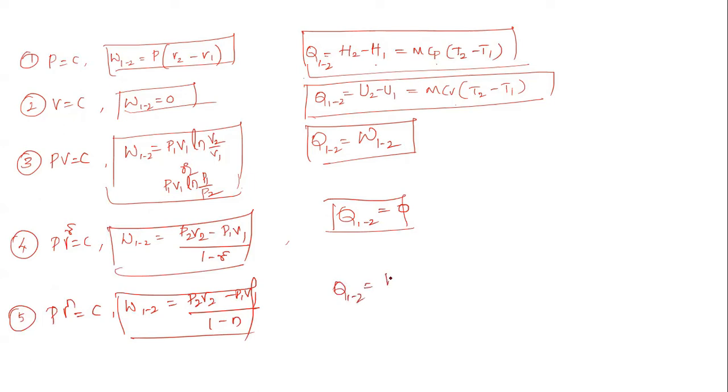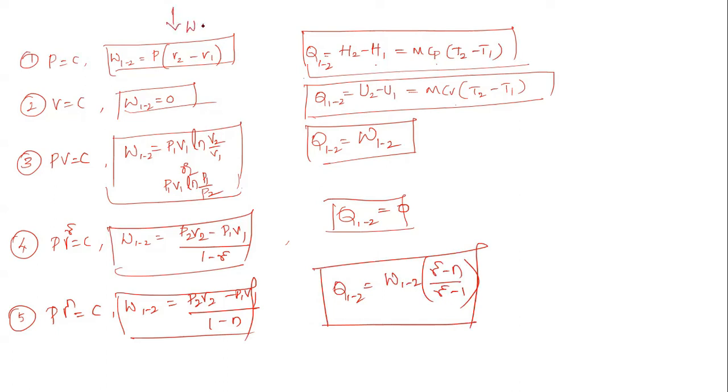Q1-2, remember this, is W1-2 times (gamma minus n) divided by (gamma minus 1). This is the expression for heat. This whole thing is the work expression for different processes. This whole thing is the heat expression. Next, it is the change in internal energy. Let us verify the change in internal energy.